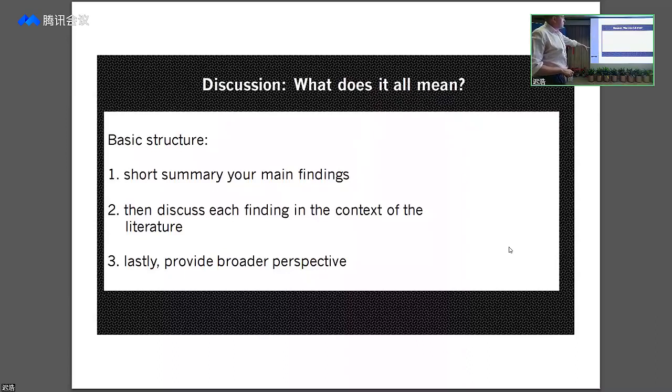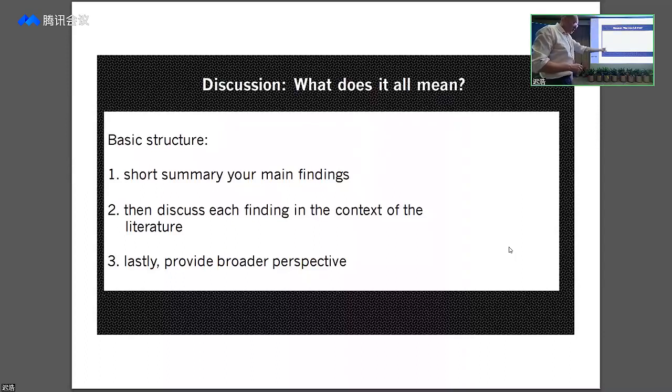So for the discussion, if you have a basic structure like this, nothing can go wrong. First, you need a short summary of your main findings. Short summary here doesn't mean half a page instead of one page. It means one sentence. I know it's the most difficult thing. Normally, what I see when I revise papers is every single result at the beginning of the discussion, which is totally unnecessary.